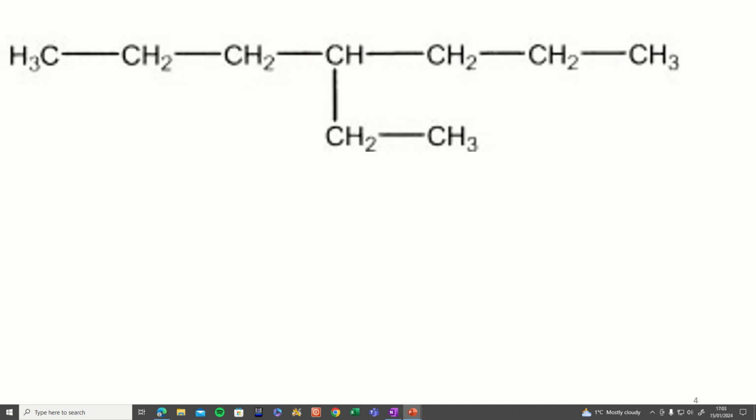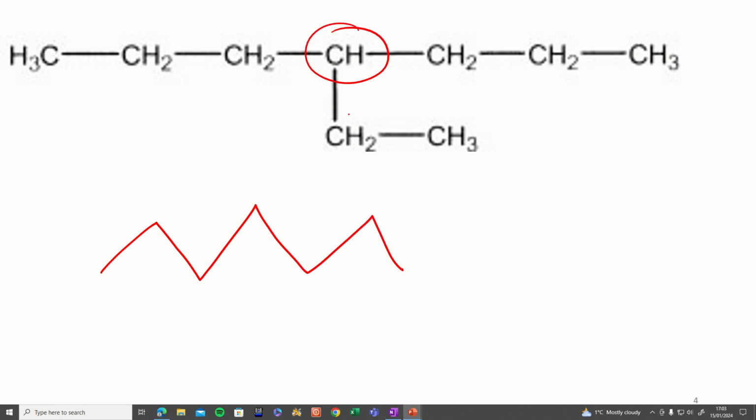This one here is a little bit longer, but again, hopefully we're now starting to get the picture. In our longest chain, we have 7 carbons. So very simply, we start 1, 2, 3, 4, 5, 6, 7. We go to our 4th carbon, 1, 2, 3, 4, this carbon here, where we have an ethyl group.